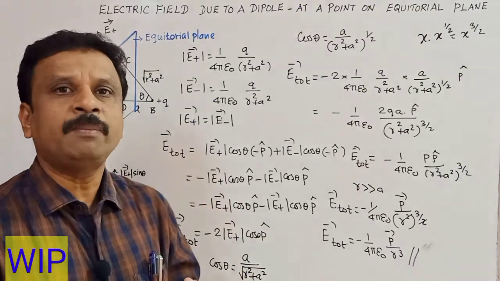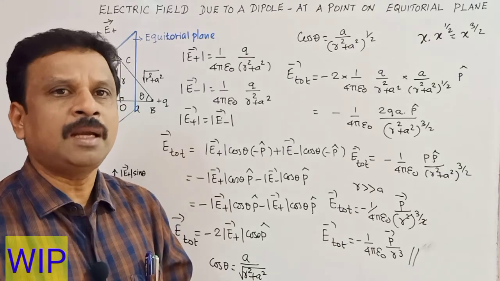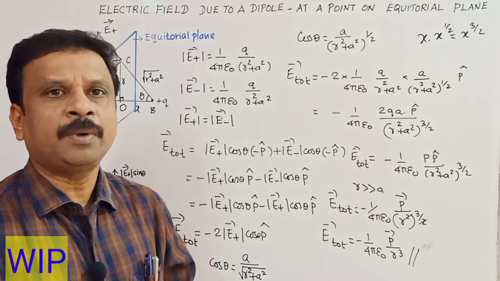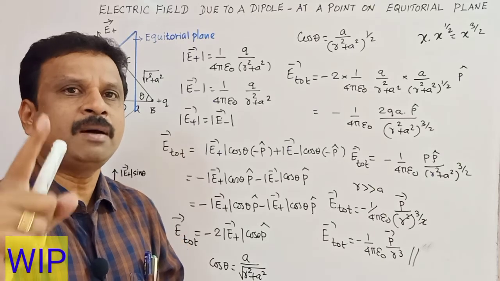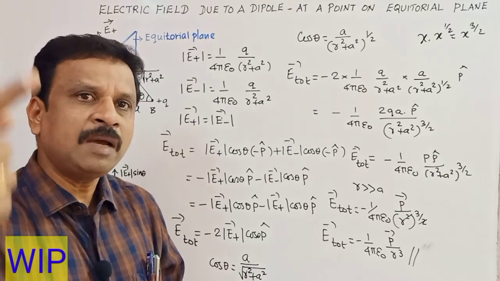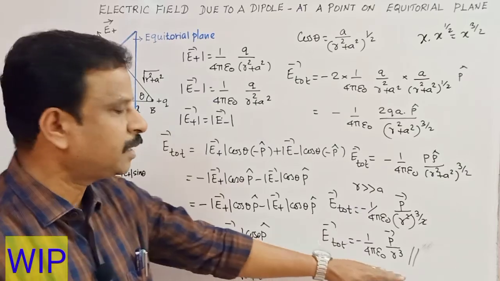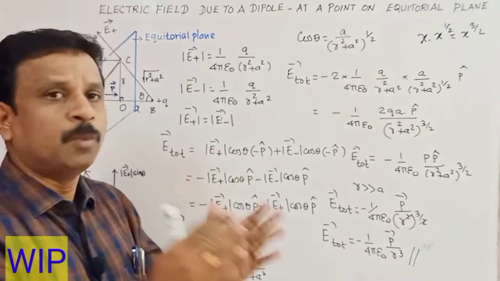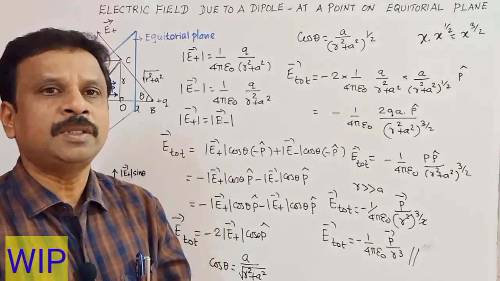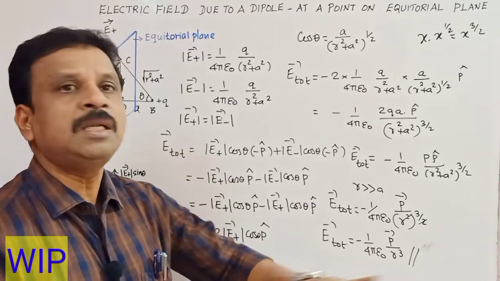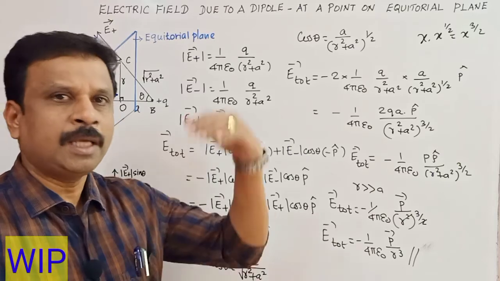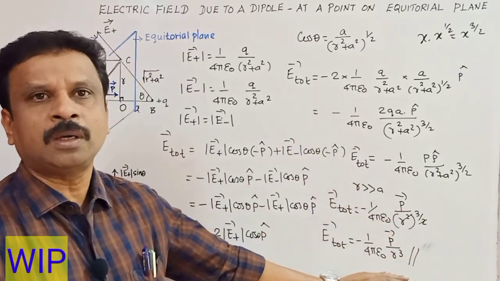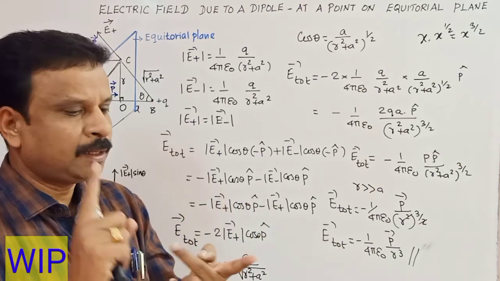And the electric field magnitude is half when you compare it with the electric field of the dipole at a point on the axial line. The reason is that there we have 2p vector, but here we are getting only p vector. That is a very important point you have to understand. But in both cases, the electric field is inversely proportional to r cube. So there it is inversely proportional to r cube, and here also inversely proportional to r cube. So the only difference is direction.